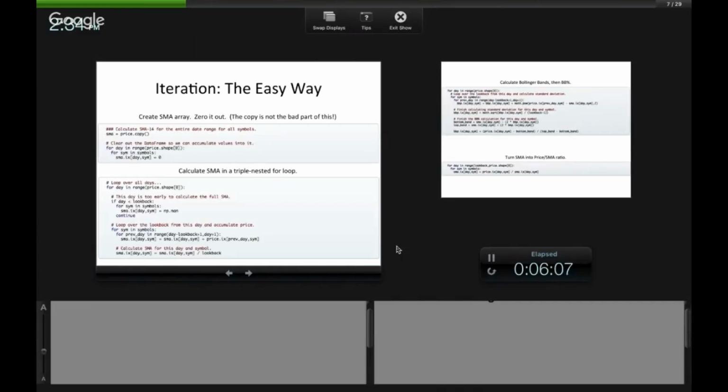So we copy it, we clear it out, we have a blank, correctly sized SMA array that looks just like the price array, and then I simply loop over all the days, loop over all the symbols, but I have to have a third nested loop to loop over the look back period every single day, add up all the prices in that look back period, and then take the average to get my SMA time series. So triple nested loop, not great.